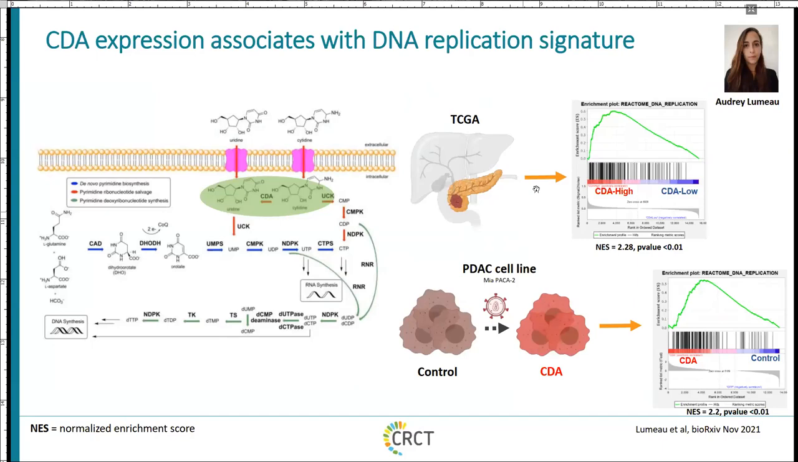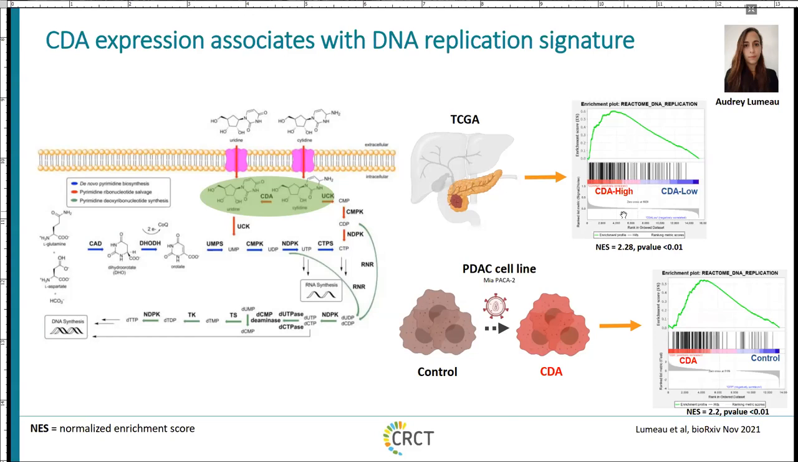that's the work of what I'm going to show you now, the work of Audrey Lumeau, a former PhD in the group, who is now a postdoctoral fellow in the Barts Institute in London. And we saw, very interestingly, that the tumors that were CDA high got a signature of DNA replication. And that was quite interesting because it was mimicking what we would expect from the known function of the enzyme.